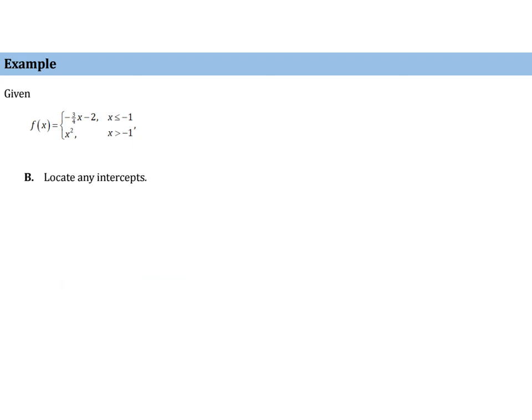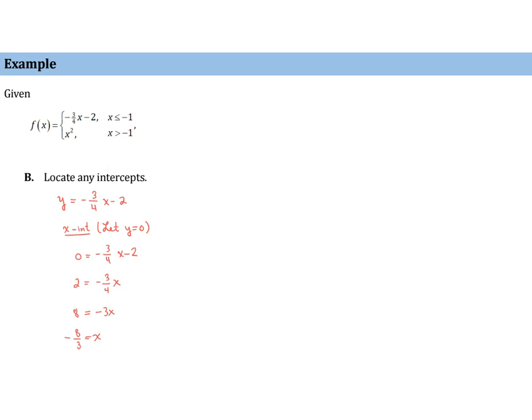So how do we find any intercepts? Let's look at them separately again. y equals negative 3/4 x minus 2, and we'll find the intercepts of that. For the x-intercept, we let y equal 0. If y equals 0, we have 0 equals negative 3/4 x minus 2. We can add 2 to both sides, multiply both sides by 4, and then divide by 3.